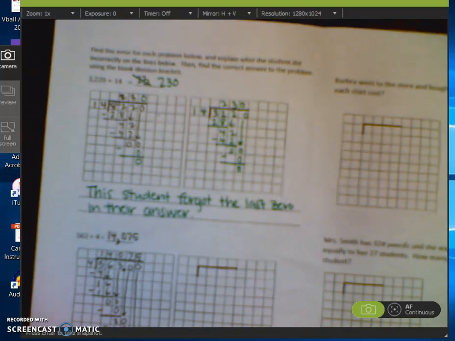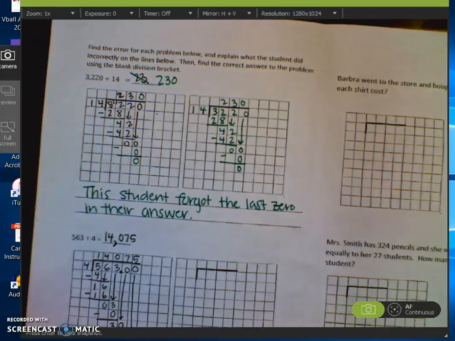At this point, I might challenge you to try the next problem on your own and then watch the next video to see how well you did.